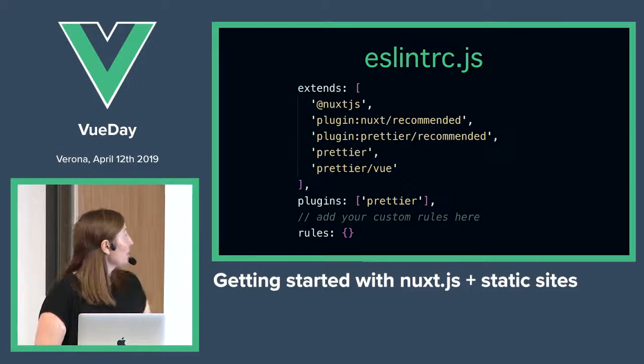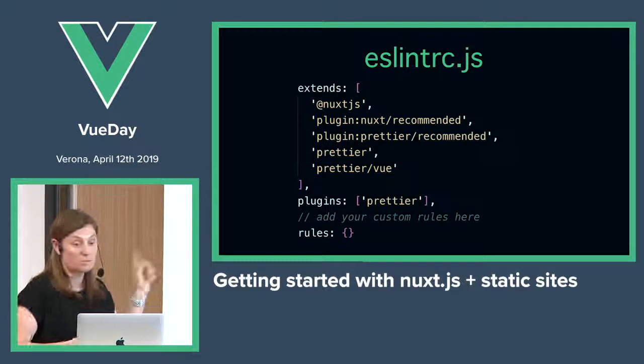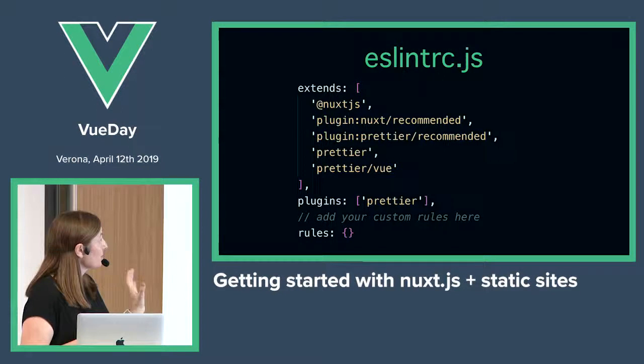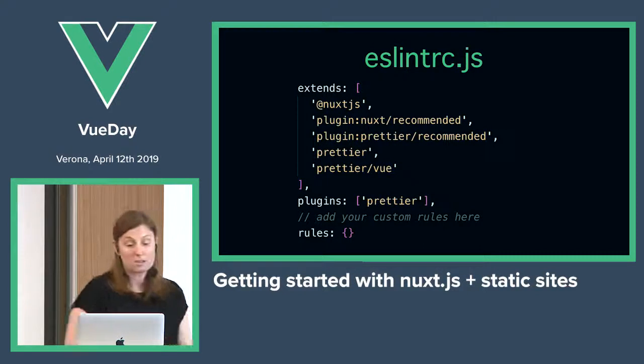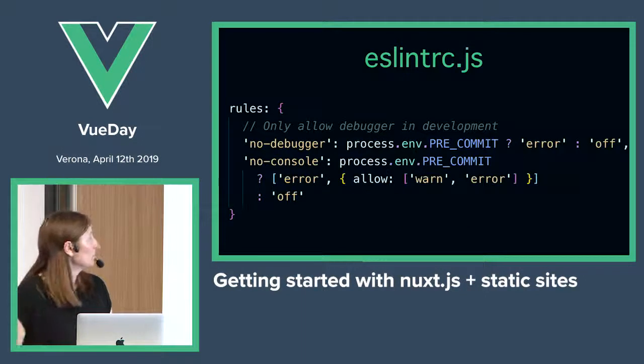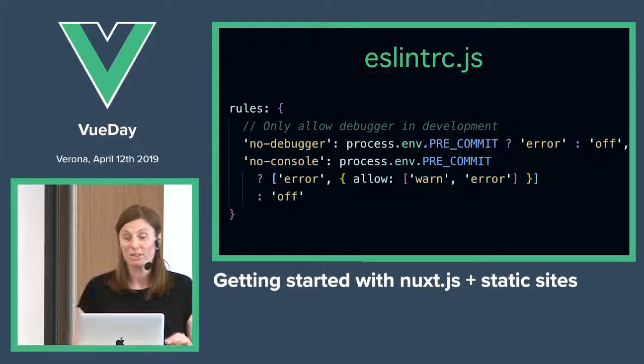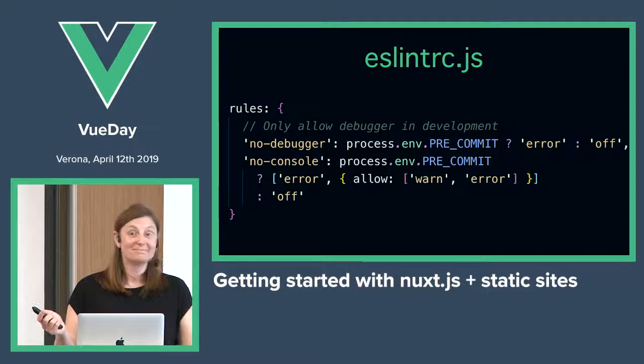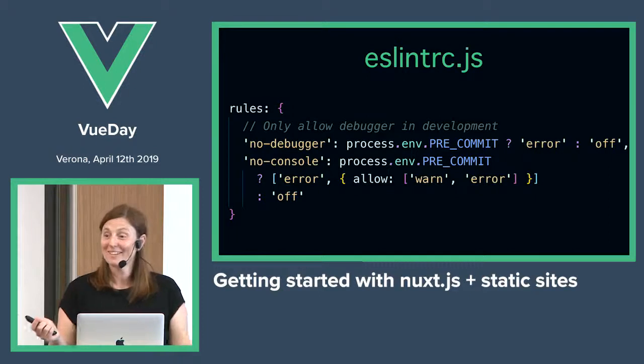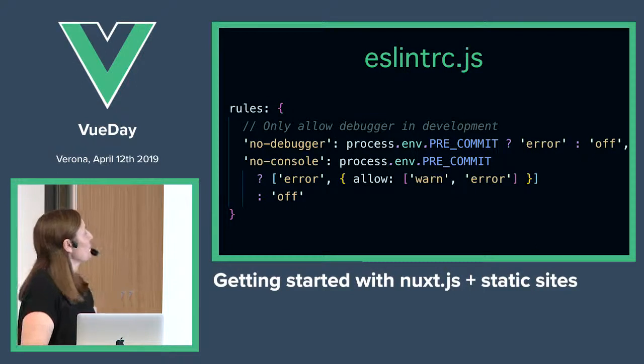For ESLint, this is the actual standard that comes out of the box from Nuxt, so I actually don't need to do anything here. It's just showing you what it does, but then in my rules at the bottom, I can define my rules like this: no debugger and no console. Who here has ever shipped a console log to production? Yeah, you're all lying because you didn't put your hand up. Okay, we've all done it. So this is going to stop you from doing it.